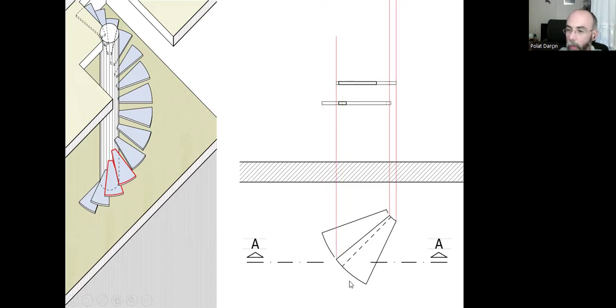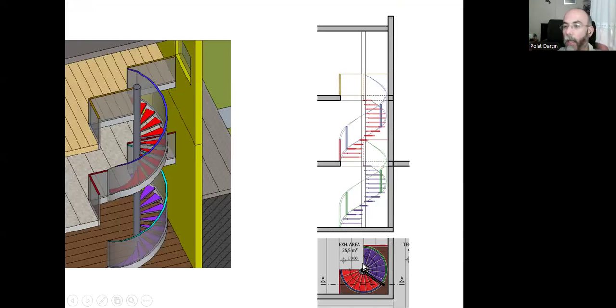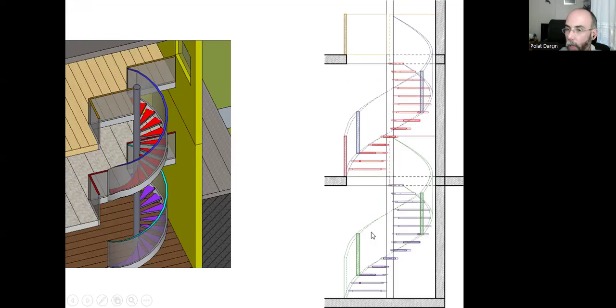I can do the same with the fourth step. I can transfer this corner, and that corner. This is the portion that I see. This corner is blocked, so dashed lines. That corner is at the back, so dashed lines. You can do the same with all the steps, one by one.